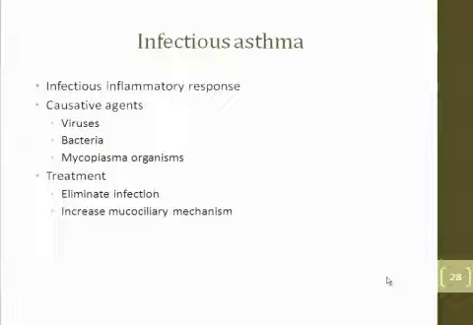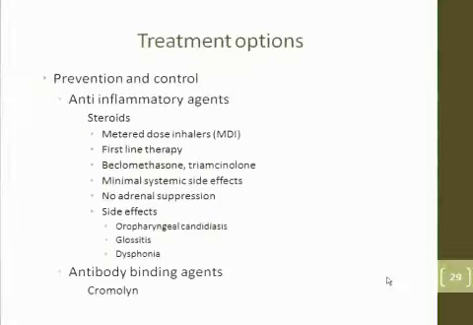Infectious asthma, of course, is from infectious agents. It can be anything: virus, bacteria, mycoplasma. Treatment is, of course, eliminate infection and increase mucociliary mechanisms. That's easily said, not so easily done. Sometimes treatment options include prevention and control. Okay. Anti-inflammatory agents sometimes are used for chronic asthmatics. Steroids have become a really big first-line therapy.